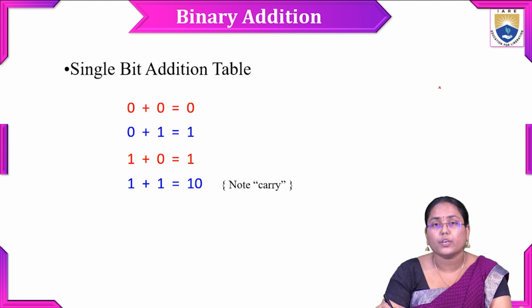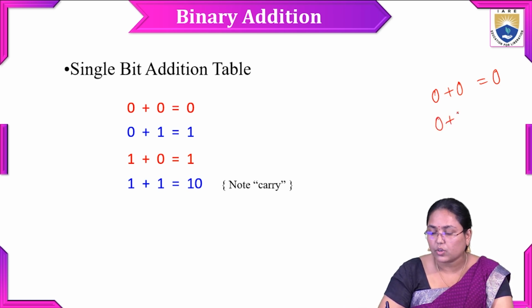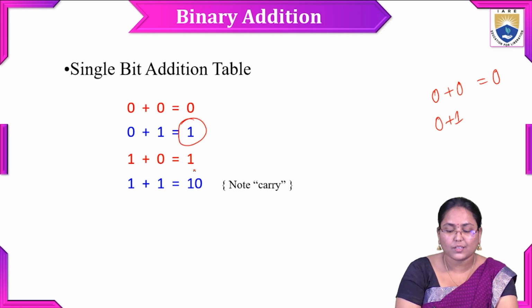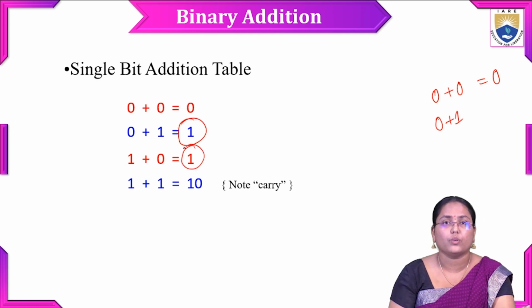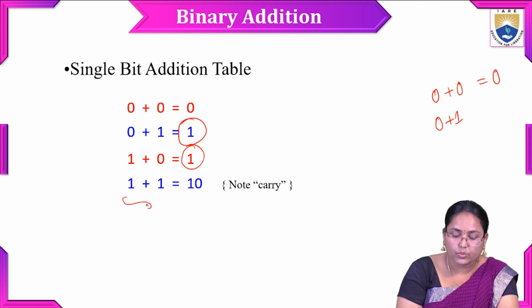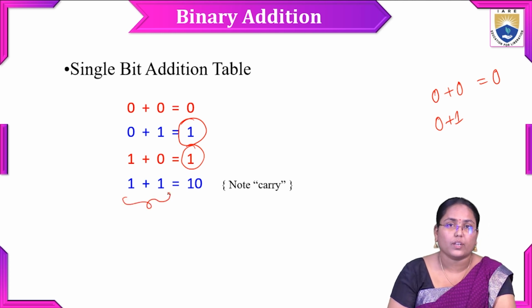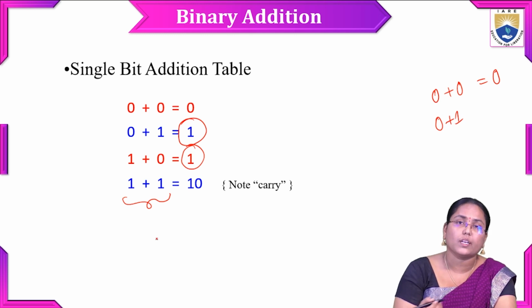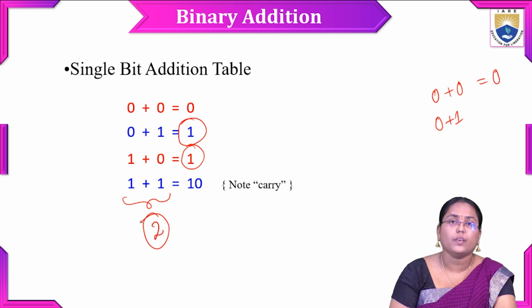For example, if I add two binary numbers, 0 plus 0, the result will be 0 only, there won't be any change. If I take 0 plus 1, the result will be 1. And 1 plus 0, the result will be 1 only. But as soon as I do the addition of 1 plus 1, and I can consider this as a decimal number or a binary number also, the result has to be 2.